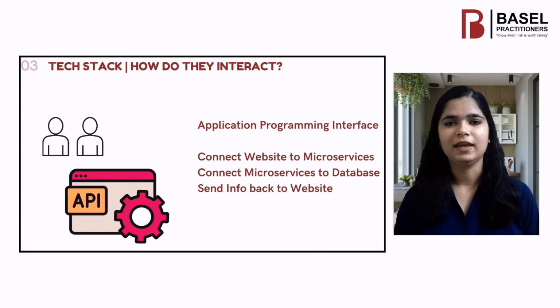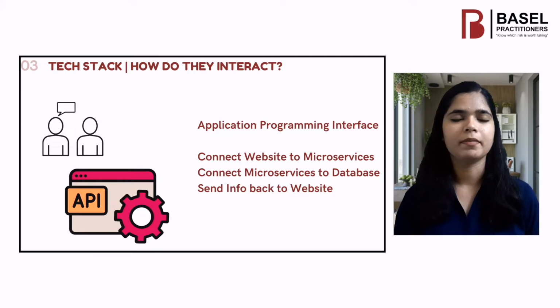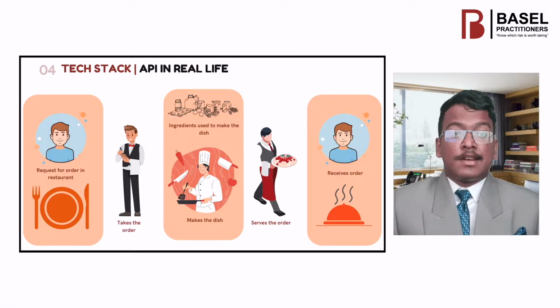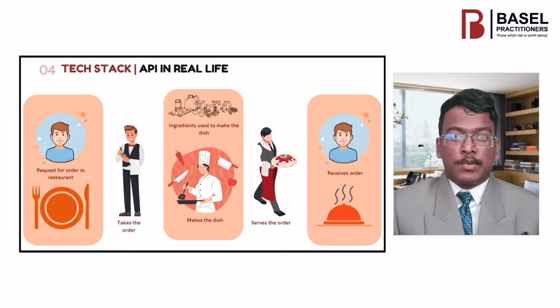This is done using API, which stands for Application Programming Interface. It helps us connect web application to microservice and microservice to database and helps us send the information back to web application. Now let's take a real-life example of how APIs work.